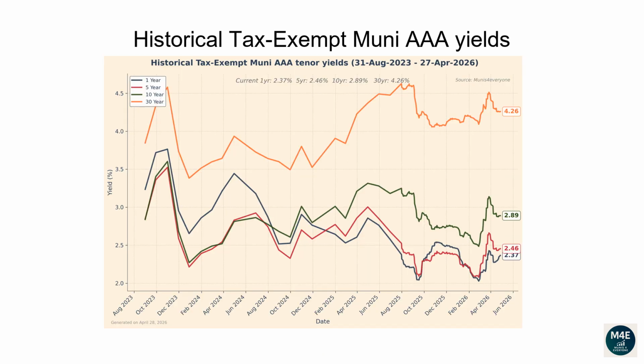This line plot and the next plot show how each tenor of the Muni yield curve has changed over time. From the 31st of August 2023 to the 27th of April 2026, the 1-year yield has dropped from 3.24 to 2.37. The 5-year yield has dropped from 2.85 to 2.46. The 10-year yield has increased from 2.84 to 2.89. The 30-year yield has increased from 3.85 to 4.26.